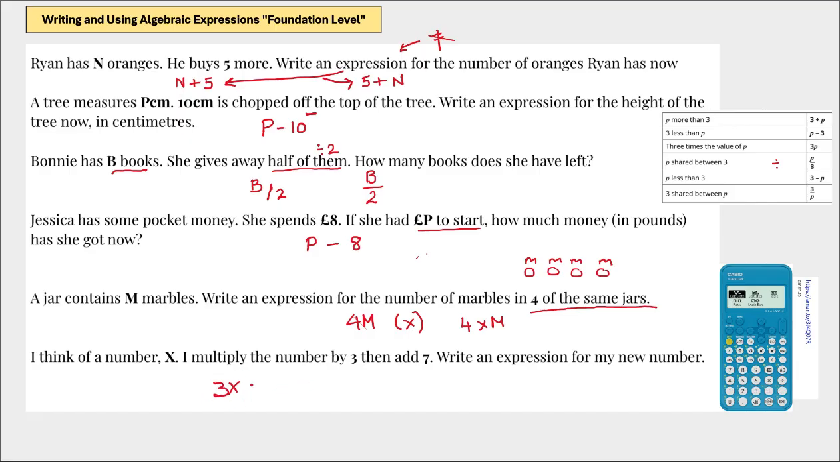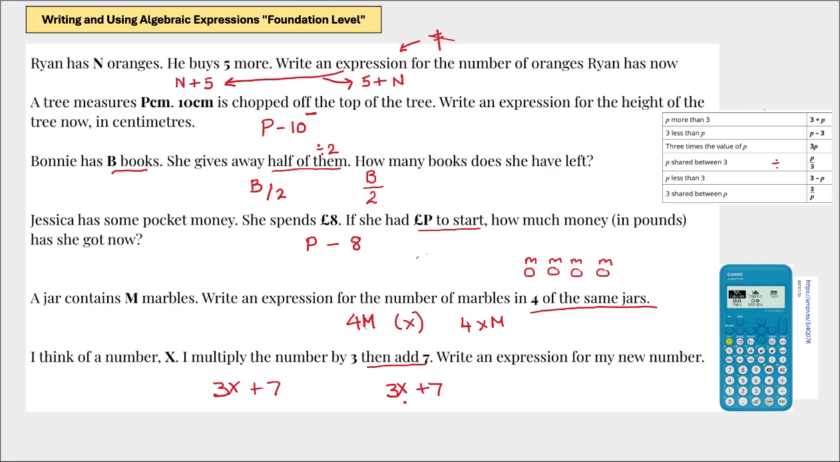Then I'm going to add 7. Add 7. That's it. I'll say it one more time. So I'm thinking of a number X. I multiply the number by 3. So it's our number X, put the 3 there. Then we add 7. So that was pretty simple. We're just adding the 7 at the end. So this is pretty easy.